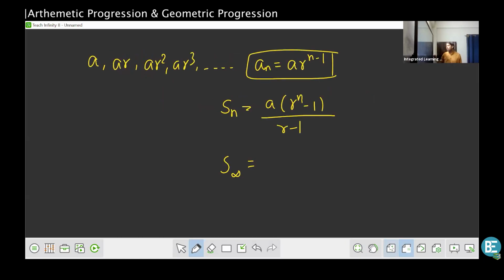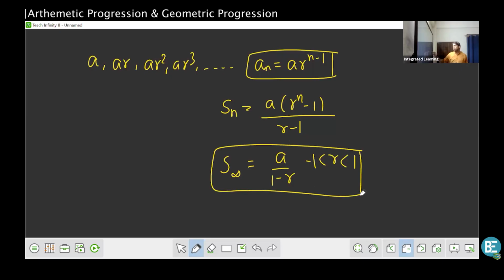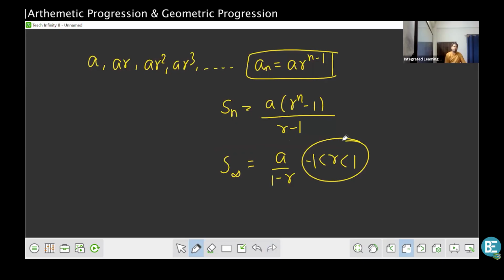So that's why, when the common ratio is less than 1, the sum of an infinite GP can be found and the formula is a upon 1 minus r. But this is only valid when r is between minus 1 and 1. Between 0 and minus 1 also, it will keep on decreasing. The sum of an infinite GP is very important. A lot of questions come from it. So the sum of an infinite GP is a upon 1 minus r, given that r lies between minus 1 and 1.